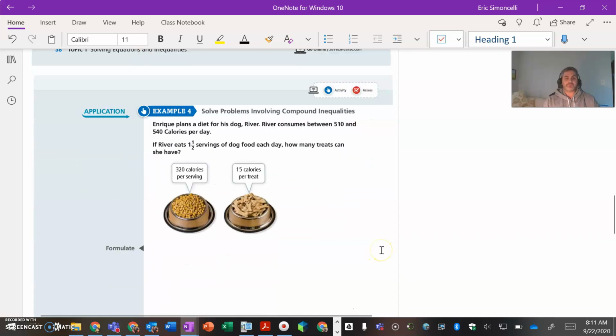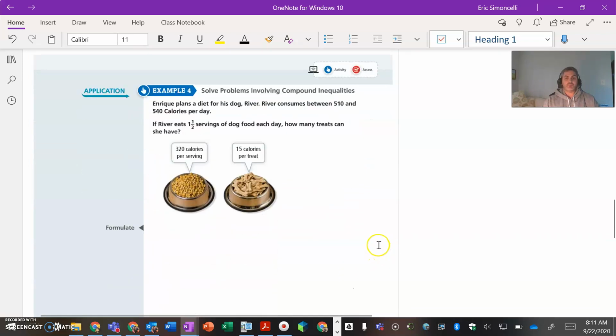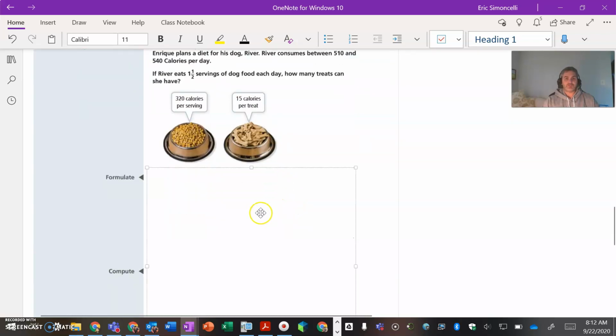Example 4. Solving problems involving compound inequalities. So Enrique plans a diet for his dog, River. River consumes between 510 and 540 calories per day. If River eats 1.5 servings of dog food each day, how many treats can she have? So this bowl of food is 320 calories per serving, and this bowl is 15 calories per treat. So let's take a look.